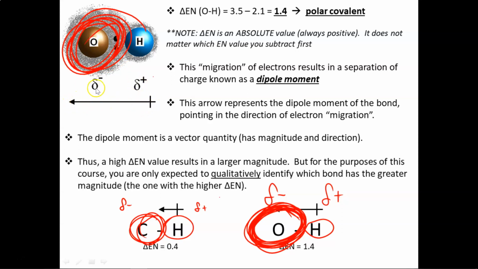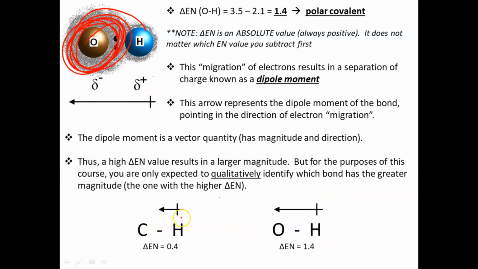and that's why the arrow is pointing this direction. If you recall, electrons are negative, so where they're moving towards, that end will be slightly negative. And where they are leaving, that end will be slightly positive. Hence, this little symbol at the end kind of looks like a positive sign. Now, in both these cases, the left atom is the one that's more electronegative. So that's why the arrow is pointing towards the carbon and pointing towards the oxygen.